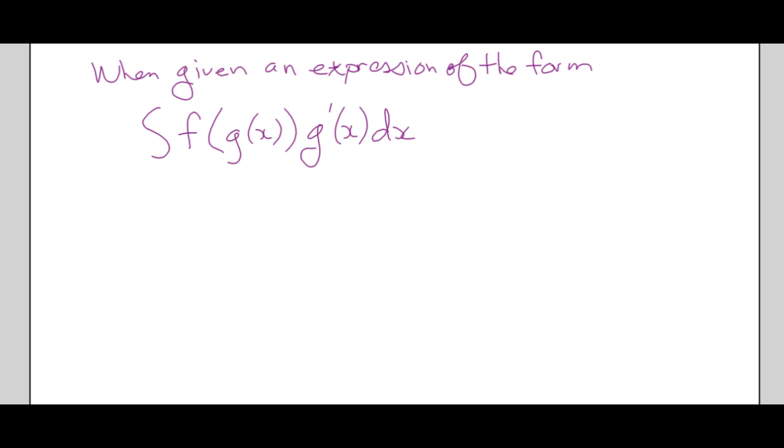Then we can write that as the integral of f of u du, where u is equal to g of x. Right? So we have some inner function. We can see its derivative on the outside there, right? So the g prime of x. So we know this is a chain rule situation. If we let u equal g of x, then we can rewrite it as a function of u du.